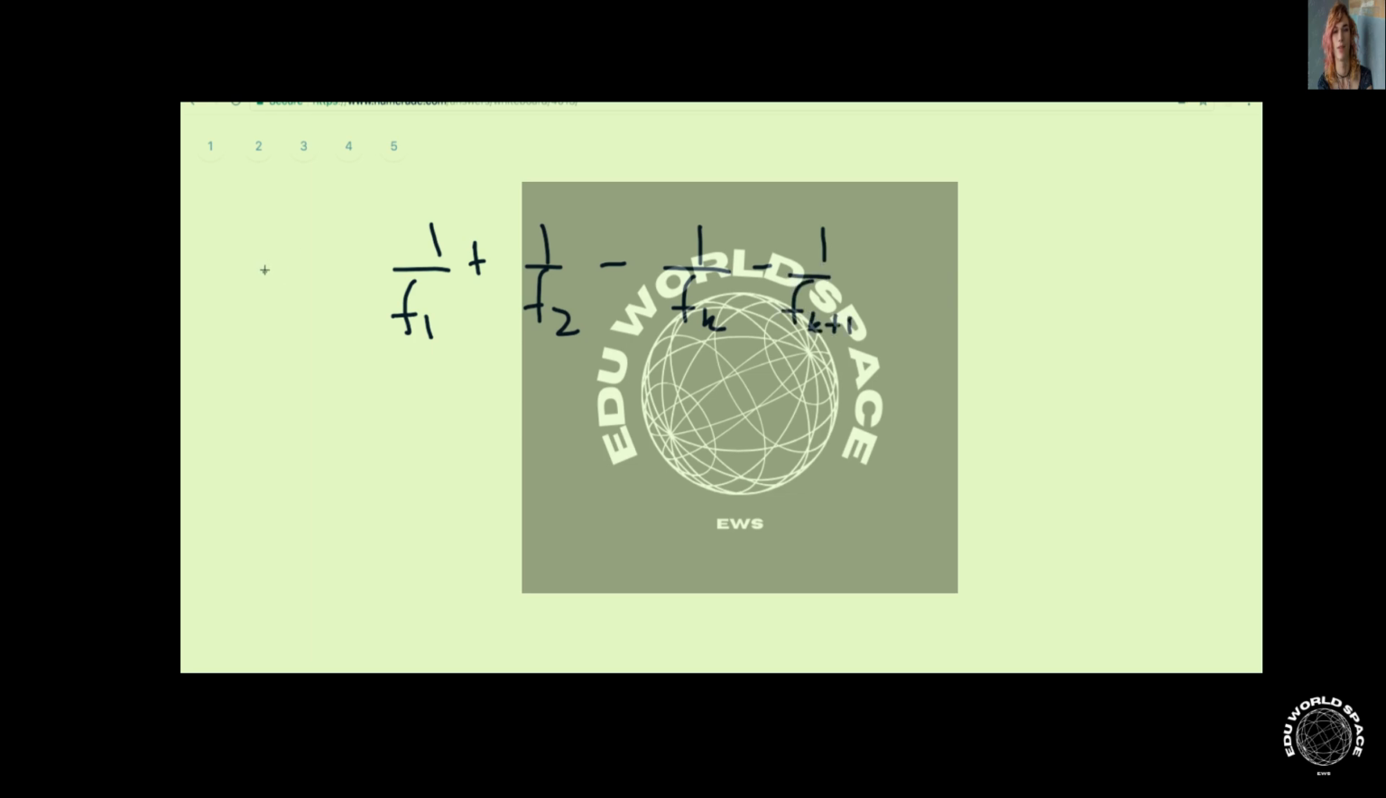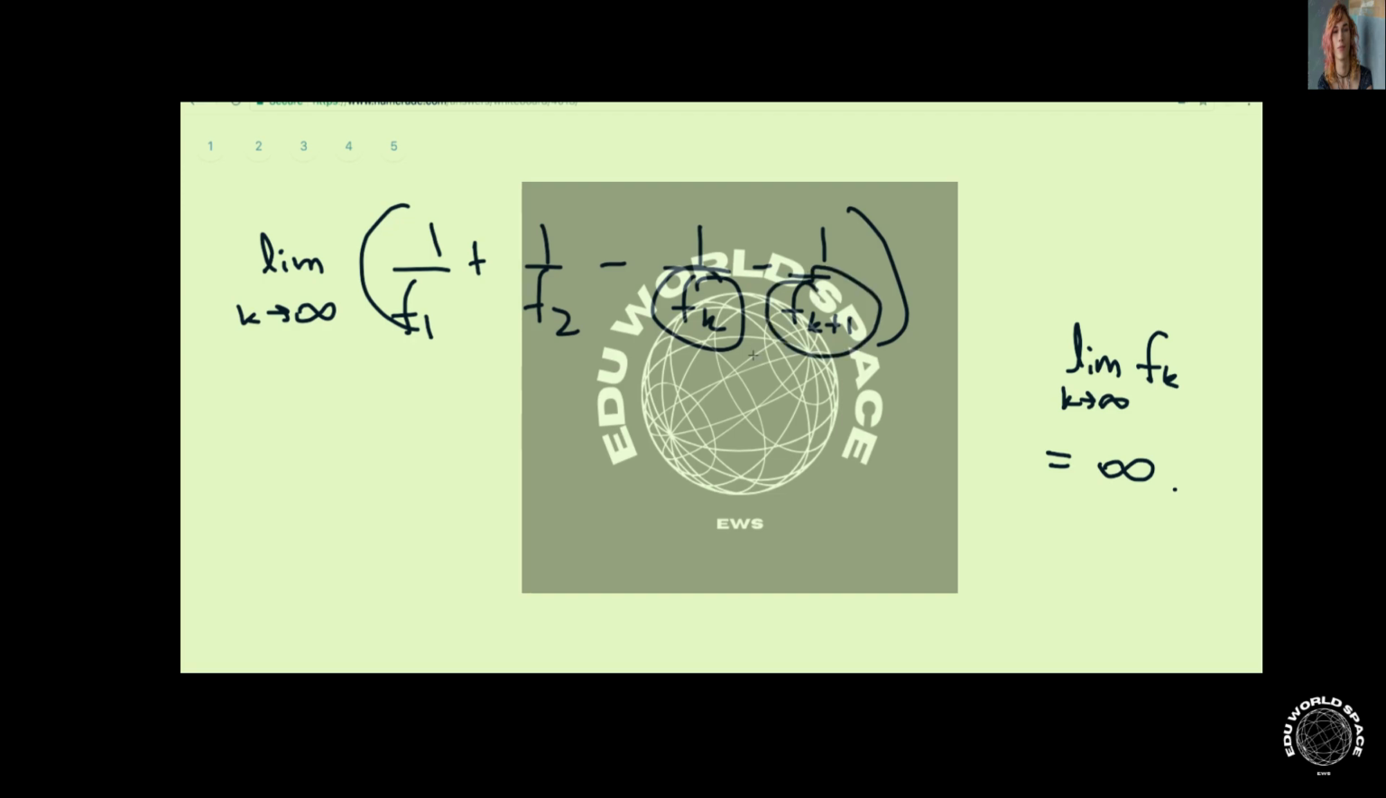And we're still taking the limit as k goes to infinity. So now let's take that limit, since as we noted in part B, fk goes to infinity. Fibonacci numbers do continue to grow without bound. That means that these denominators both go to infinity, so the fractions as a whole will go to 0 in the limit. We're just left over with 1 over f1 plus 1 over f2.